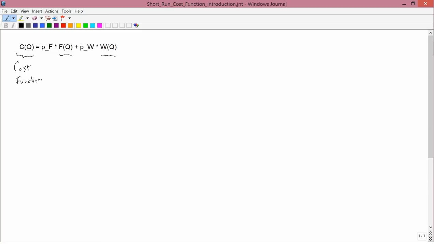But we have no idea how to graph F versus Q or W versus Q. It's even hard to figure out what they would be numerically. If I give you a particular Q, like 15 bushels of corn, what's F and what's W? That's a really hard question to answer, and we just discovered how to do that.